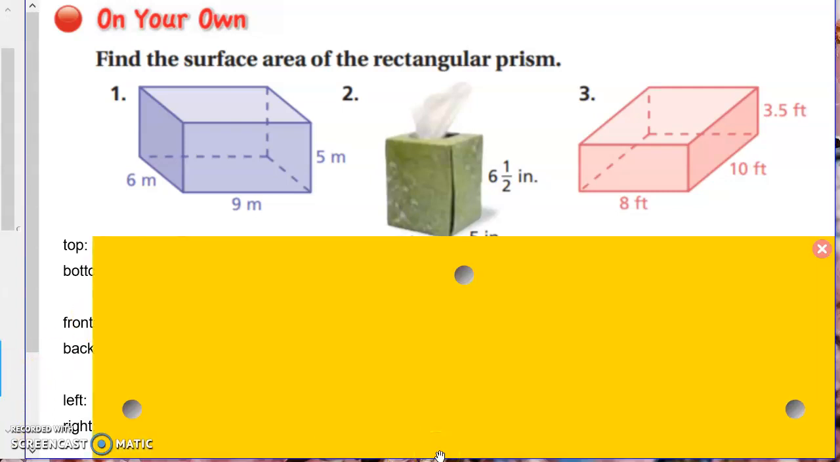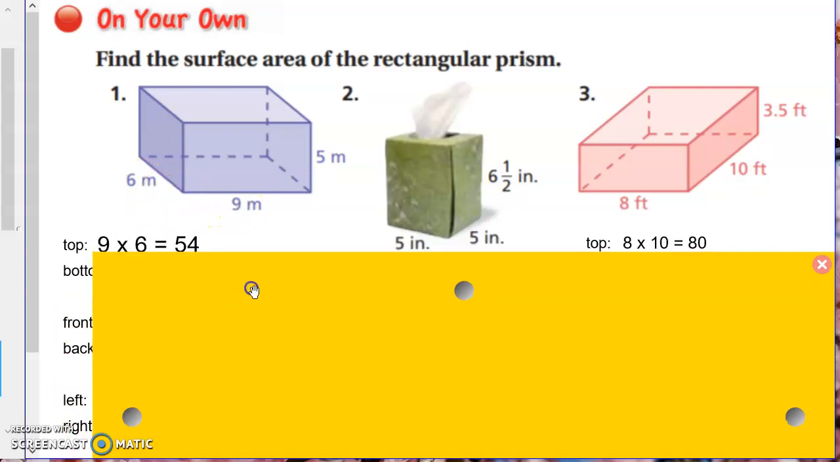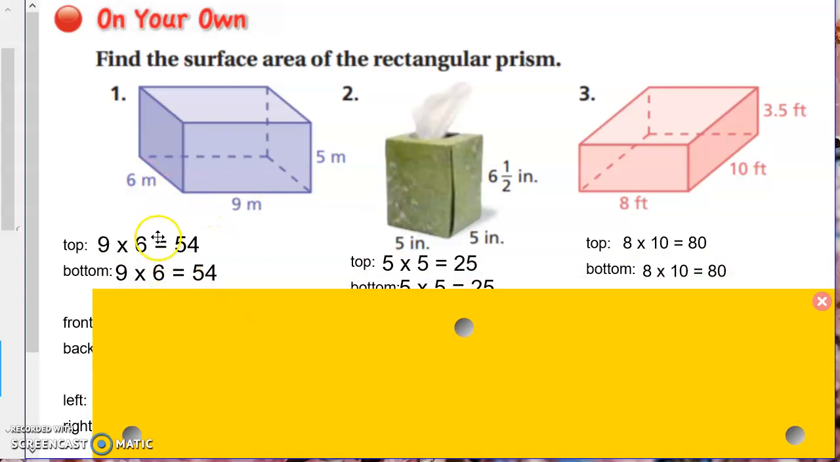All right, to check these ones to see how you did. So first up, finding the surface area of the rectangular prism. You can see I put the guide here: top, bottom, front, back, left, right. Well, the top and the bottom would have an area of 6 times 9, and 6 times 9 is 54, so the top and bottom would both be 54.